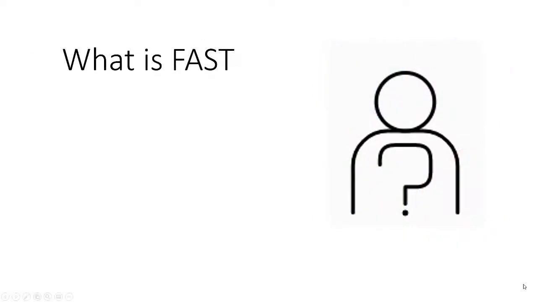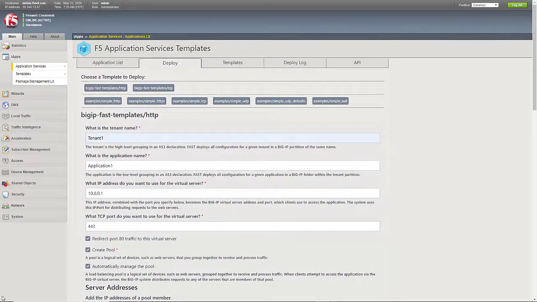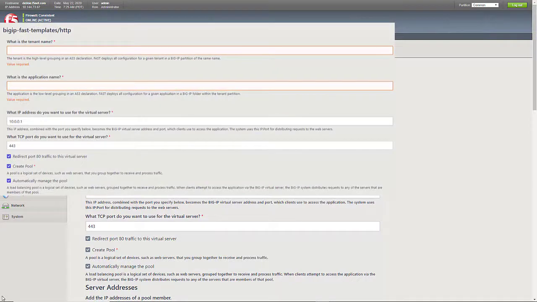So what is FAST anyway? FAST is a replacement for the deprecated iApp templates and provides a way to streamline deployment of AS3 applications onto BIG-IP. By using AS3 deployment patterns or templates, configuring the BIG-IP can be easier and less error-prone. The extension comes with a base set of templates for common use cases such as HTTP or TCP.